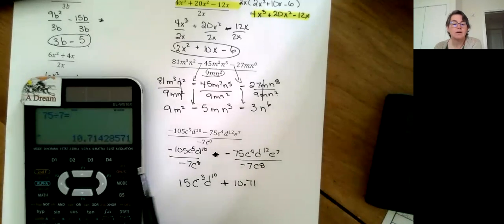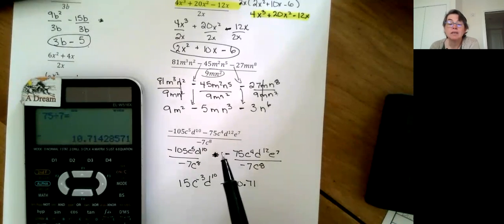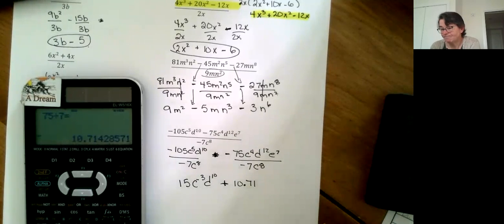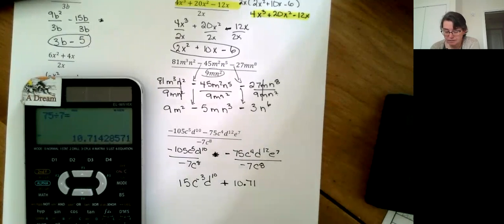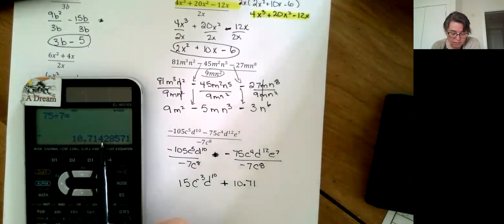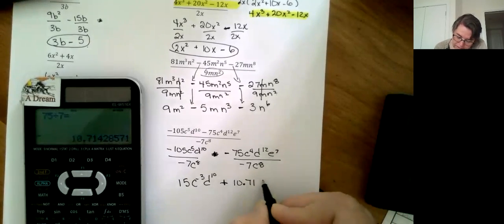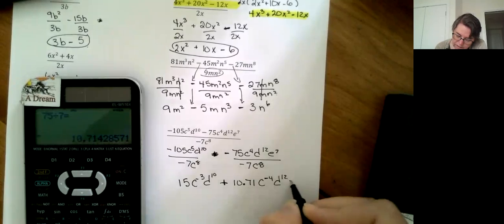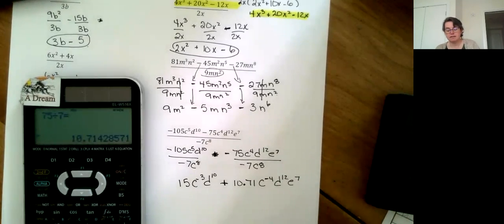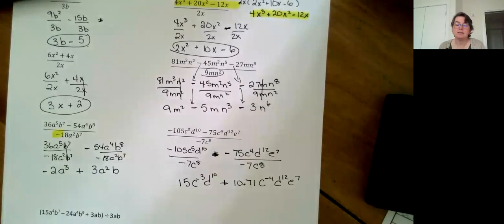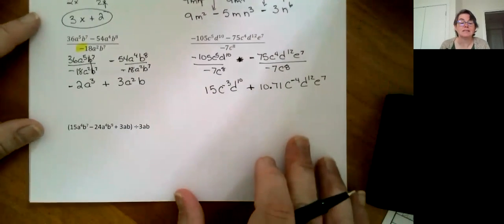10.71. Okay. At the beginning of this worksheet, there was no instructions at all about how to round. So I just generally do 2 decimal places just because habit. So it's 10.714, and the 4 doesn't make the 1 get bigger, so 10.71. And then we're going to get c to the minus 4, d to the 12, e to the 7. And ta-da! That is not the end of the worksheet. There is one sitting right down here.